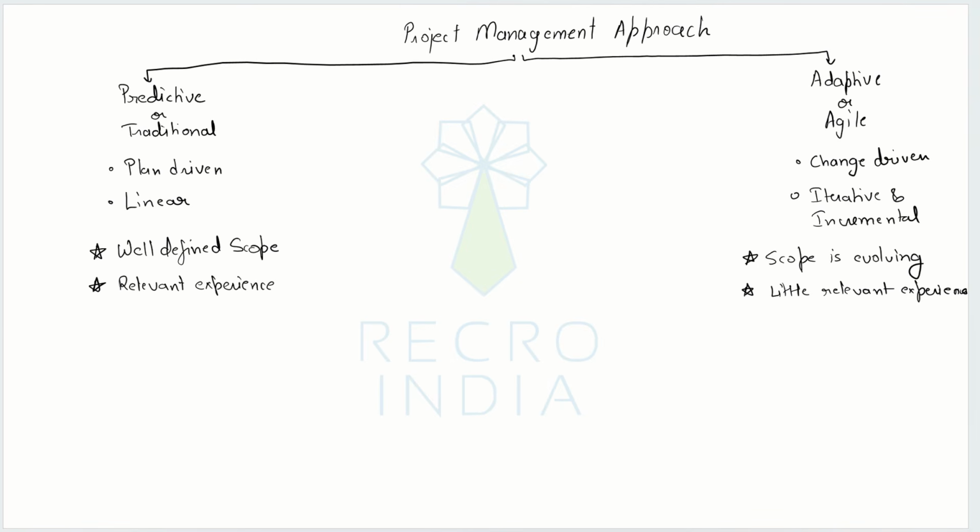So usually in tangible world, because the cost of rework is very very high, you will want to plan and execute things in a very detailed manner, which is what predictive does.